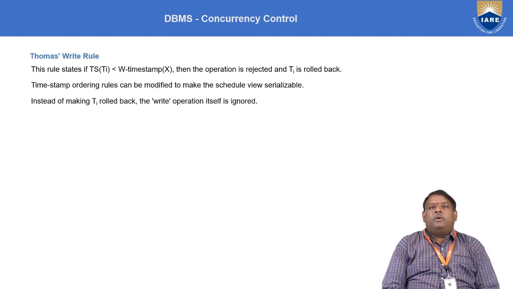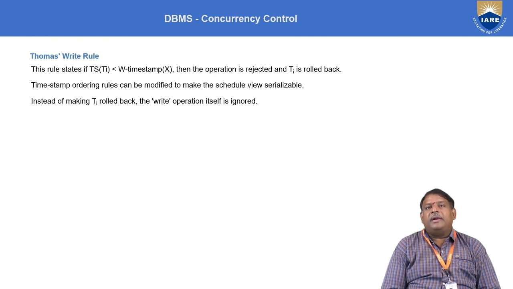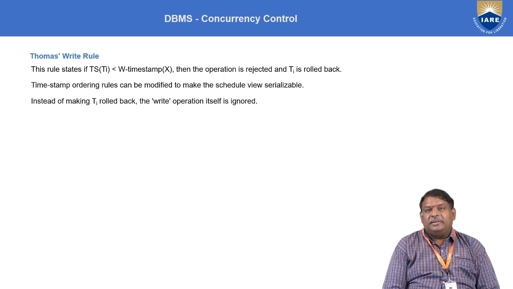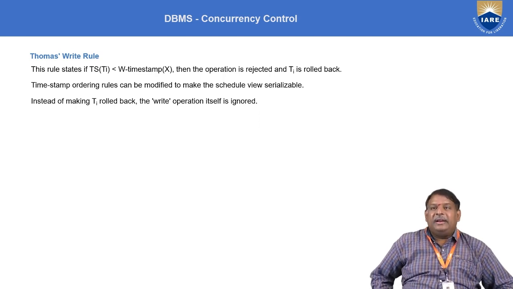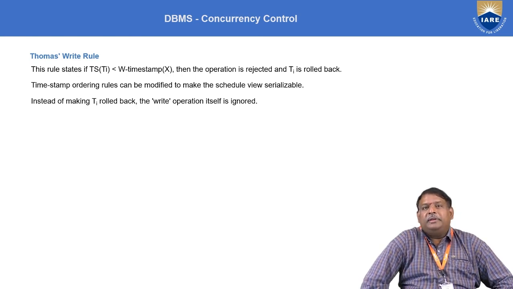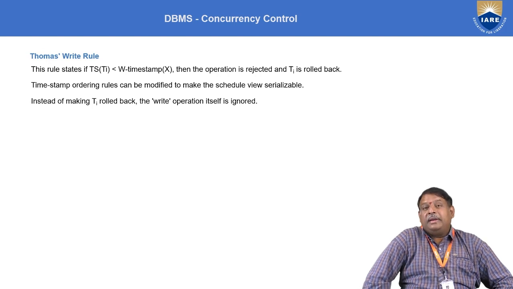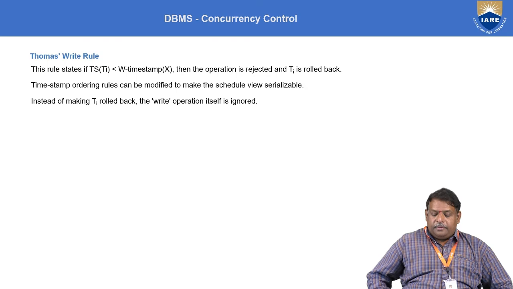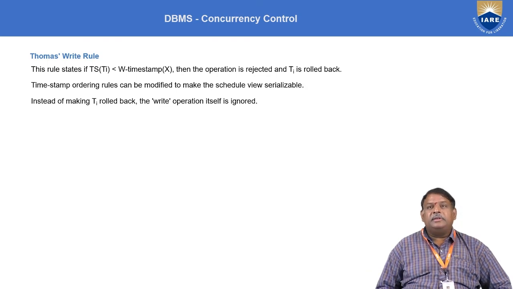Now, we have one rule, that is Thomas's write rule. This rule states that if the timestamp of T1 is less than the write timestamp of X, then the operation is rejected and T1 is rolled back. Timestamp ordering rules can be modified to make the schedule serializable. Instead of making T1 roll back, the write operation itself is ignored. Okay, this is the concurrency control in SQL Server.